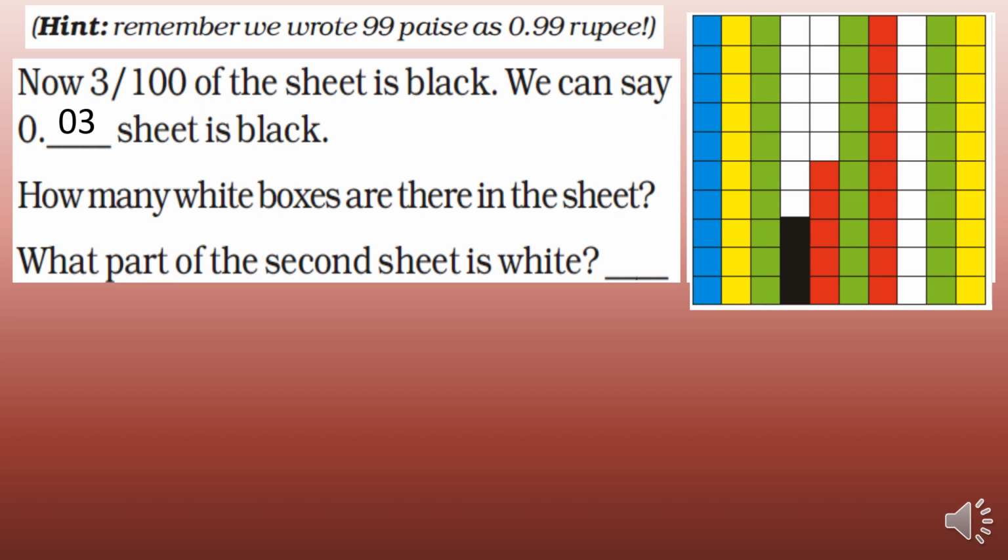How many white boxes are there in the sheet? So if you count the white boxes, here the full strip, then the half strip, and then 7, right? So that is 10 plus 5 plus 7, which is equal to 22 white boxes. So what part of the second sheet is white? So it is equal to 22/100. 22 total white boxes upon the total boxes, that is 100.